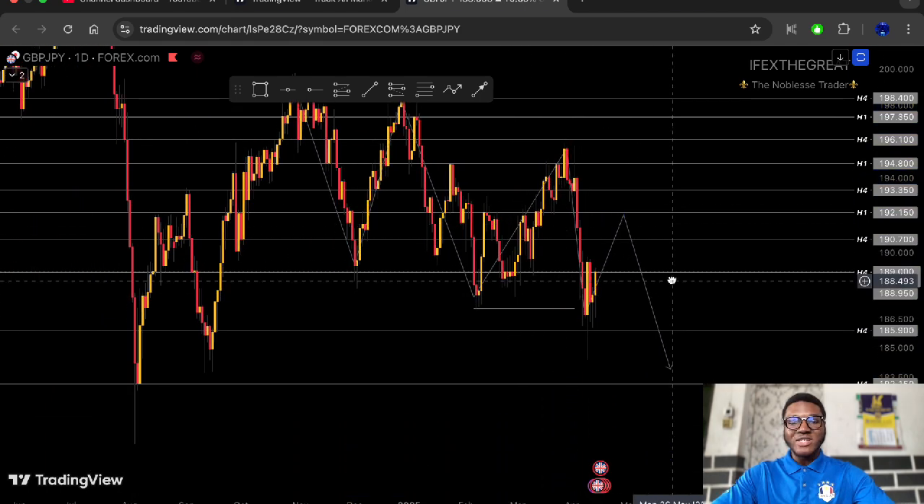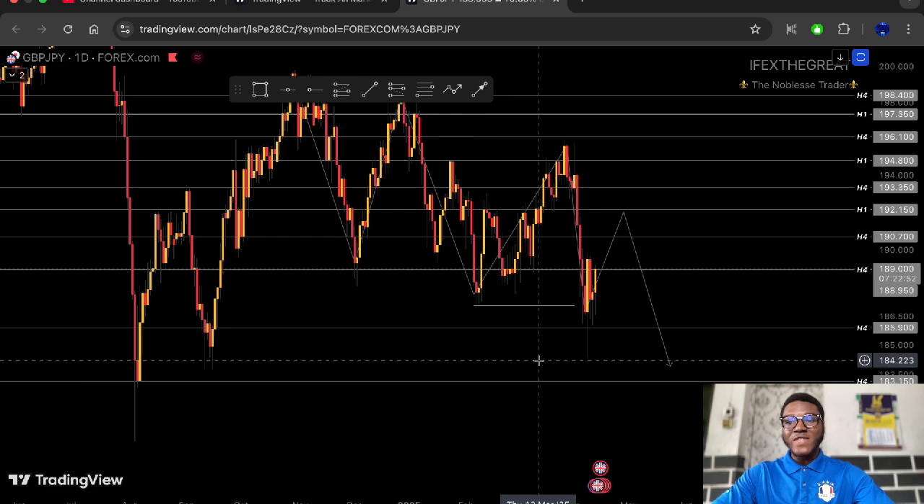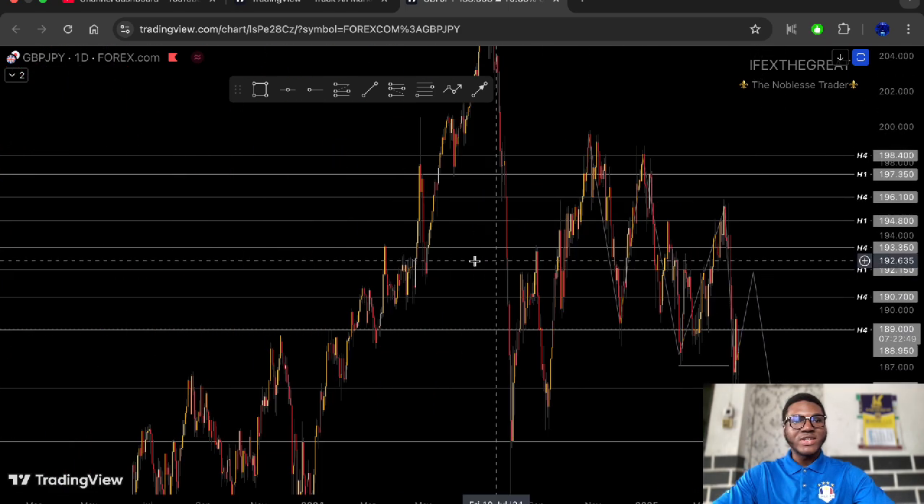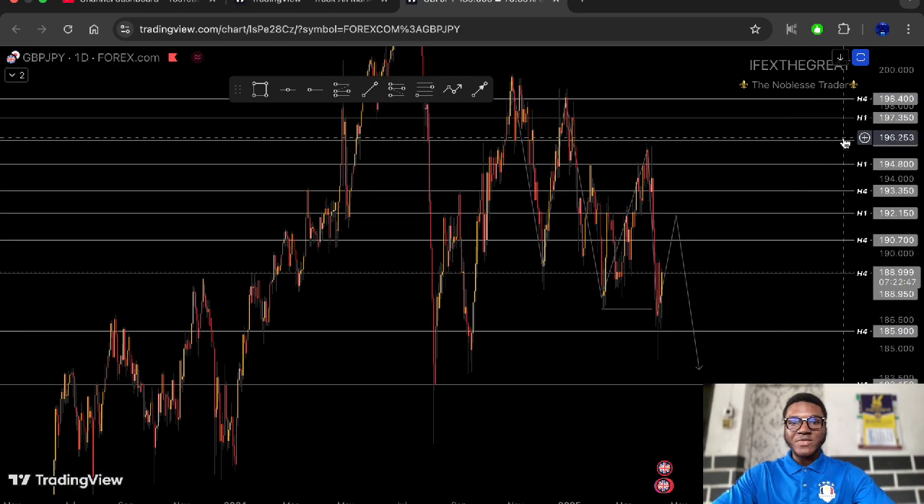And that's why I have all of these levels marked out on my chart. I have daily levels marked out, I have the H4 levels and the rest. But let's see what other levels we can find.